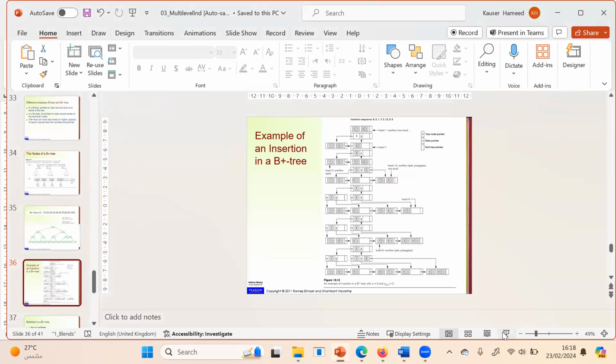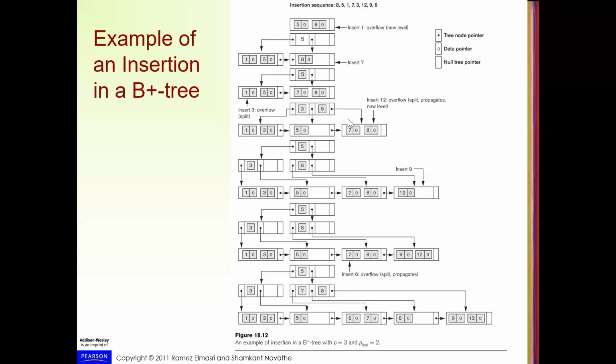However, you can have different values, and one more example is given here. We have the values 8, 5, 1, 7, 3, 12, 9, 6. The order of the tree is 3, and we can have a maximum of 2 values, and then it keeps on growing. So this is an example of inserting the keys inside the B plus tree.